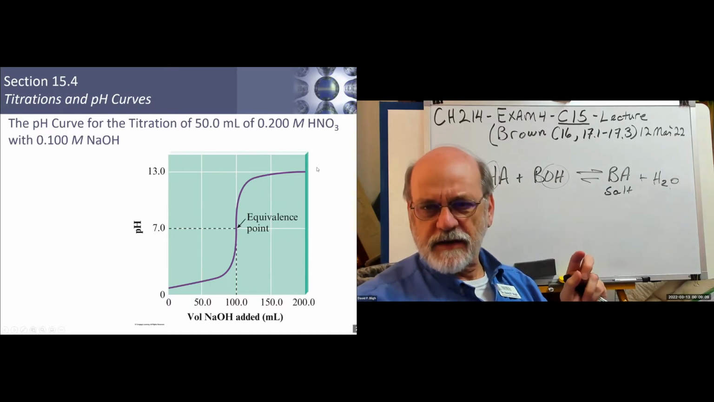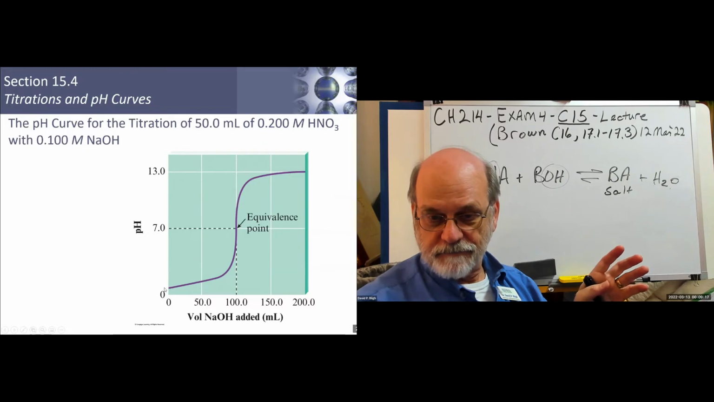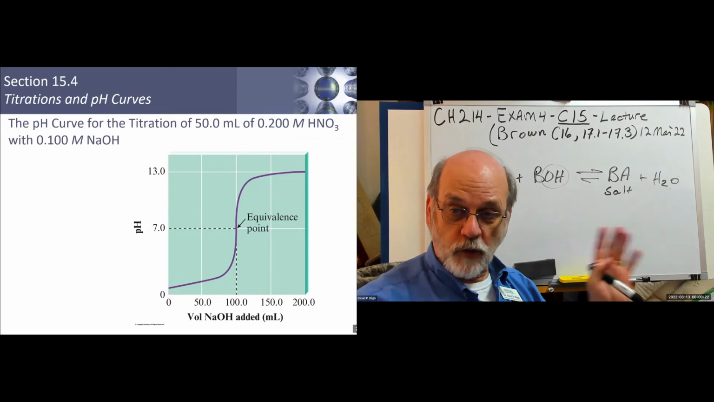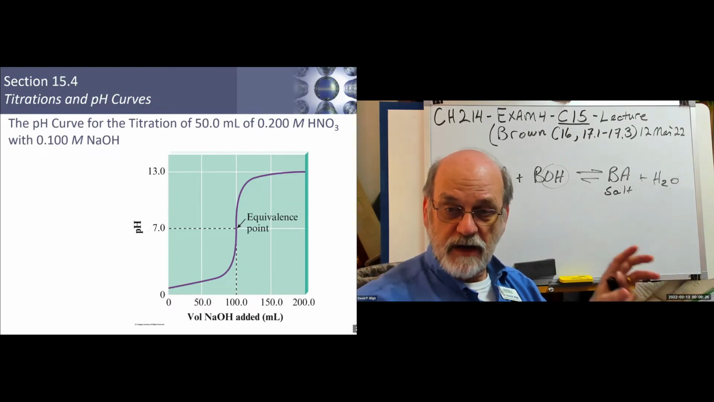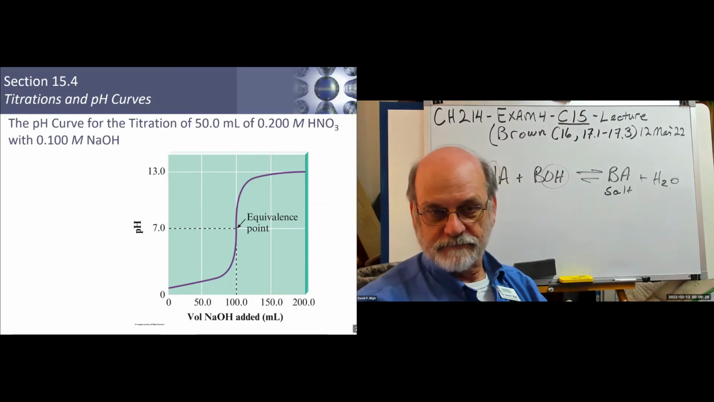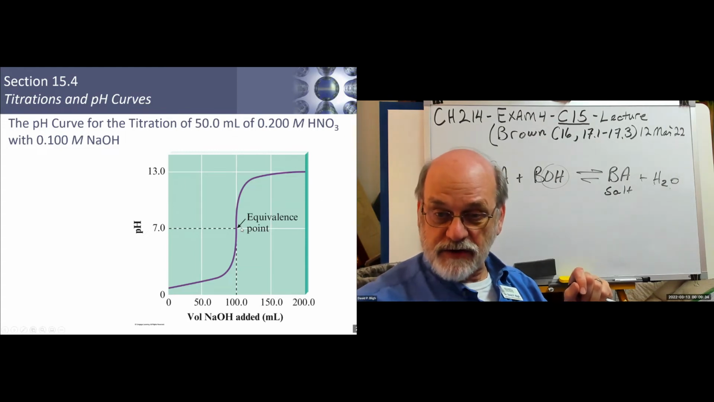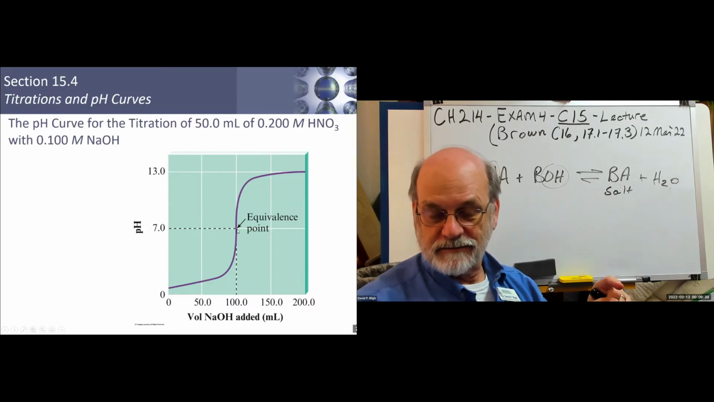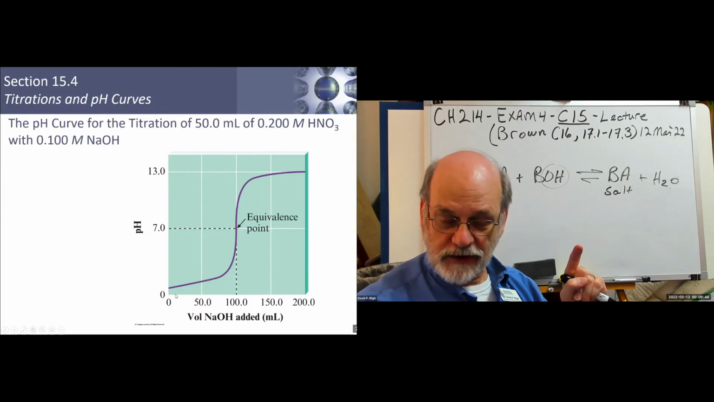So in this case, say our example here is nitric acid and sodium hydroxide. Strong acid, strong base. When you have a strong acid and a strong base, we learned from chapter 14 that when you combine equal amounts of a strong acid and a strong base, you get a neutral solution. And the pH at neutrality will be 7. And the titration curve will look like this.